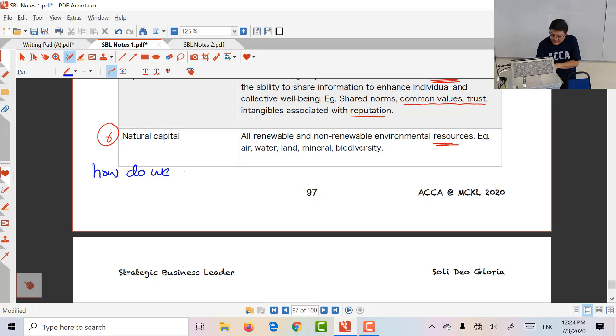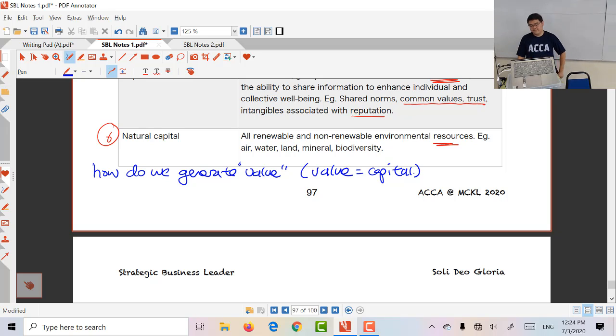How do we generate value? And value is capital. So what we are doing is we are going through a cycle. Okay, we're going through a cycle.